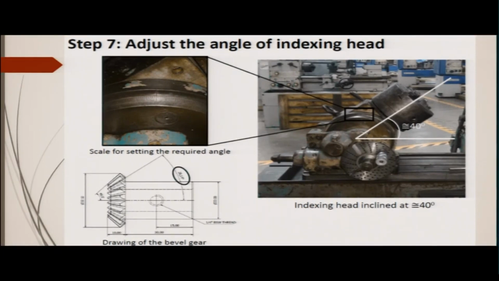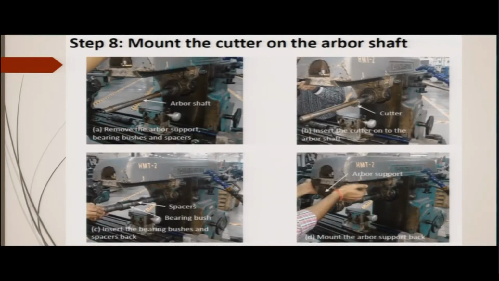So, about 40 degrees, and then the next steps: this is the arbor shaft. From the arbor shaft you have to remove the support and all the spacers, so that the cutter can be mounted. Now, the cutter goes in here, and the cutter, as I said, is mounted on the arbor with the help of the key and the keyhole. The keyhole is there in the cutter and similarly in the arbor also. So, insert the cutter on the arbor shaft with the help of the key and the keyhole.